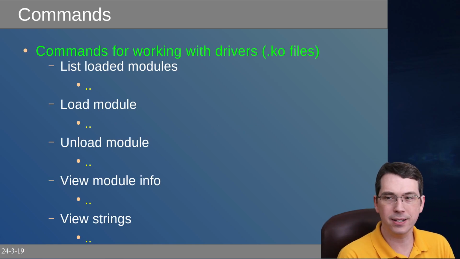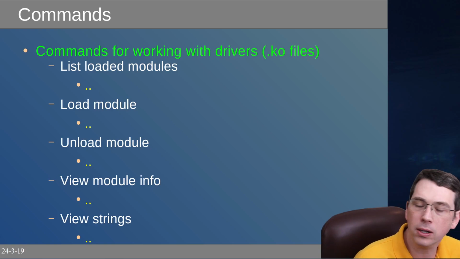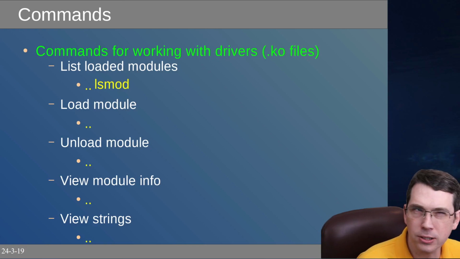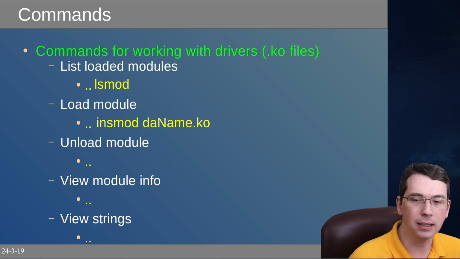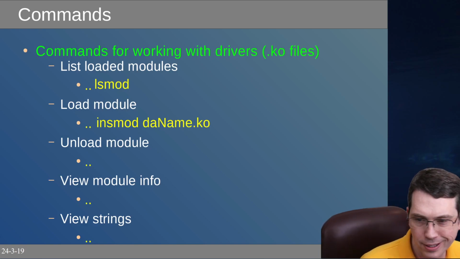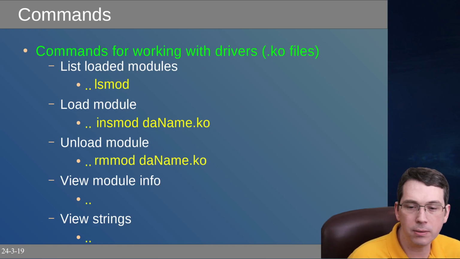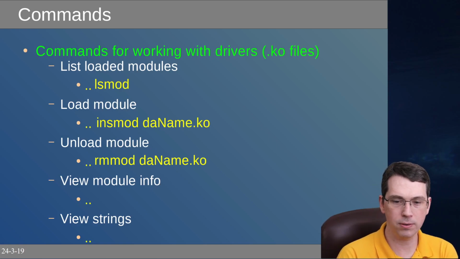Here are some of the commands we're going to need to know and get really comfortable with in order to work with these KO files, these drivers. First, we might want to list all currently loaded modules: lsmod. In Linux, there's lsusb to list USB devices. Well, lsmod lists modules. I can load a module with insmod, install a module, and then whatever the name of my KO file is. So I've got name.ko here. Whatever your file is named, we can install the module. Unload a module is rmmod, and whatever name you want to remove.